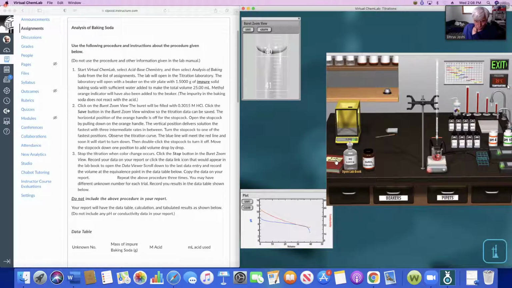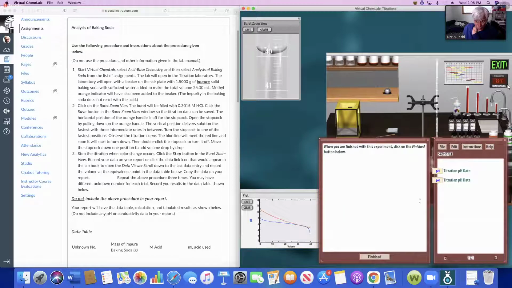And your notebook over here. So you work out how to work with the notebook. And if you don't know how to work with the notebook, just write down the numbers. Repeat the above procedure 3 times. You may have a different unknown number for each trial. Record your results in the data table shown below. So this was number 13.